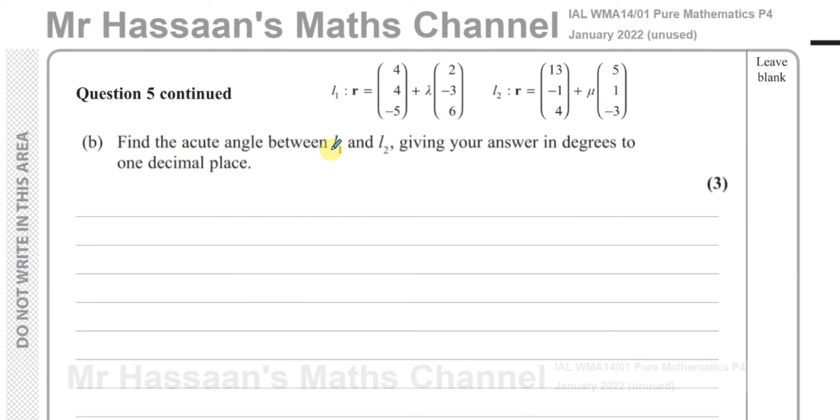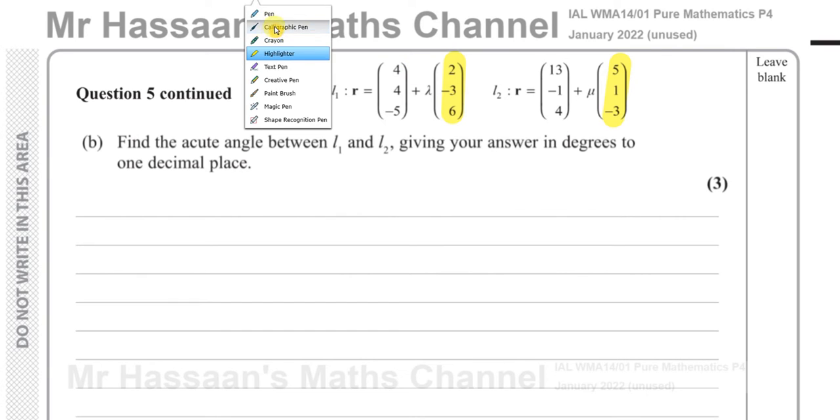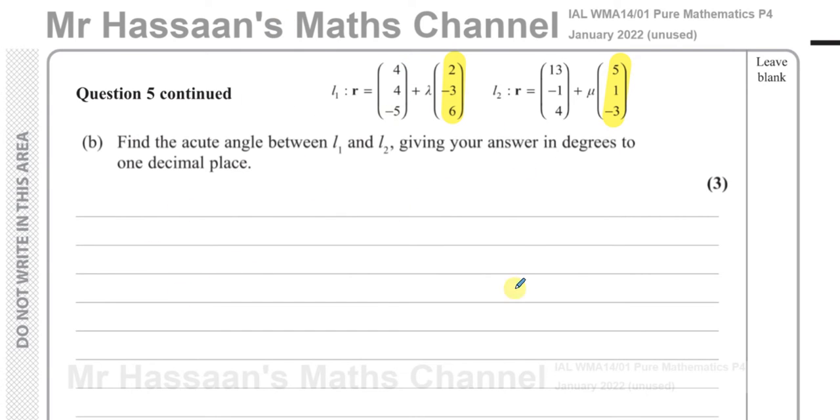Find the acute angle between line 1 and line 2, giving your answer in degrees to 1 decimal place. Okay, now in this question we've got to find the angle between these lines. The things we're concerned with in the equations of these lines are the direction vectors, which are these two. The direction vectors determine in which direction the lines are going, and therefore will determine the angle between the two lines.